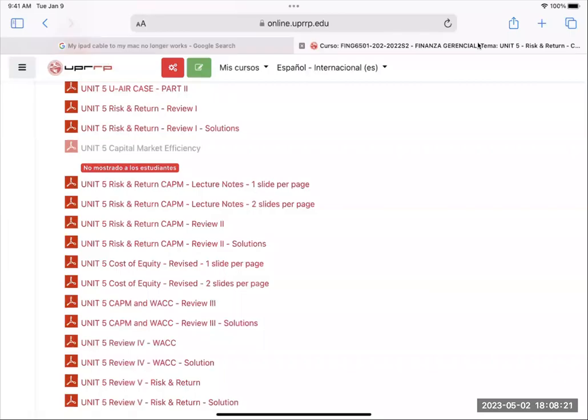Okay, so my question is, in your understanding, what is the capital asset pricing model? What is it used for?